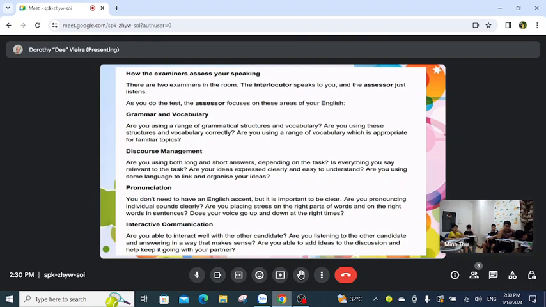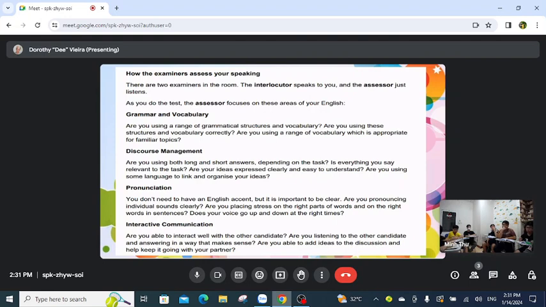Everything that you say must be relevant to the task. So in this part of the test, everything that you say must be relevant to the picture that you are describing or to the question that the examiner is asking you. And are you using some language to link and organize your ideas? So we spoke about connectives just now. So use some of those connectives to link and organize your ideas. So first, second, next, then, those are words that we can use.